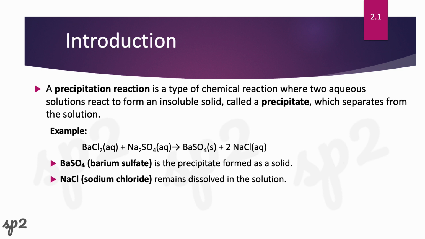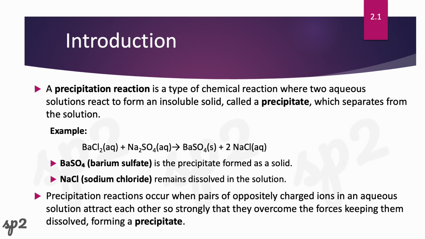Now, think about how we got this precipitation. Your barium sulfate: barium is your cation, which is positively charged. Sulfate is your anion, and that is negatively charged. So you've got a pair of oppositely charged ions in our aqueous solution that attract each other so strongly that they can overcome the forces keeping them dissolved in our solution. And that's exactly how we got the formation of this precipitate.